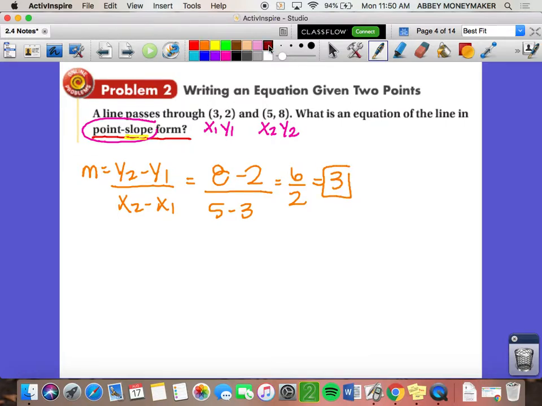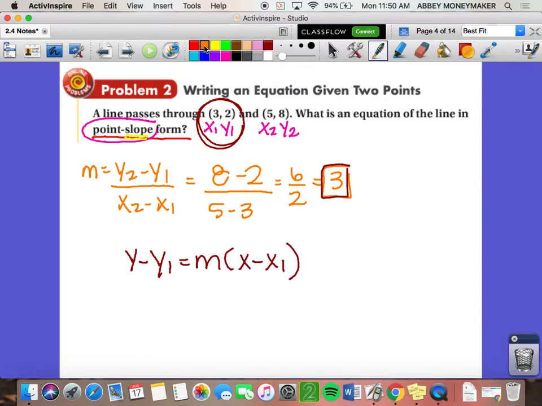So now I have my slope and I have a point. It doesn't matter which point you pick, so I'm going to choose this one. Why did I choose that one? Because it's smaller numbers. All right, so I'm going to go ahead and use my point slope form, y minus y1 equals m times x minus x1, and I'm going to substitute in. So here we go. I would have y minus 2 equals 3 times x minus 3.